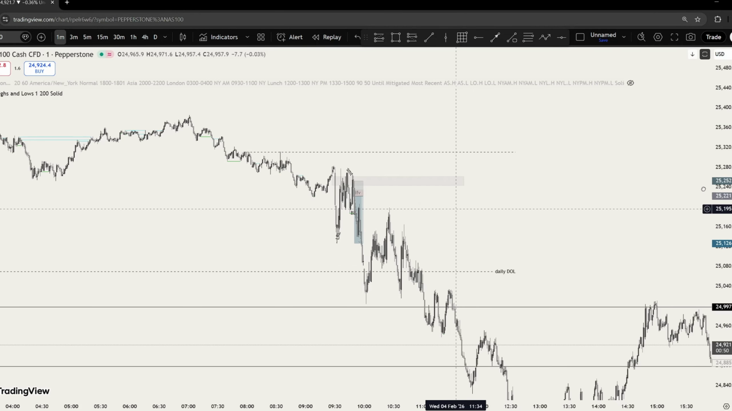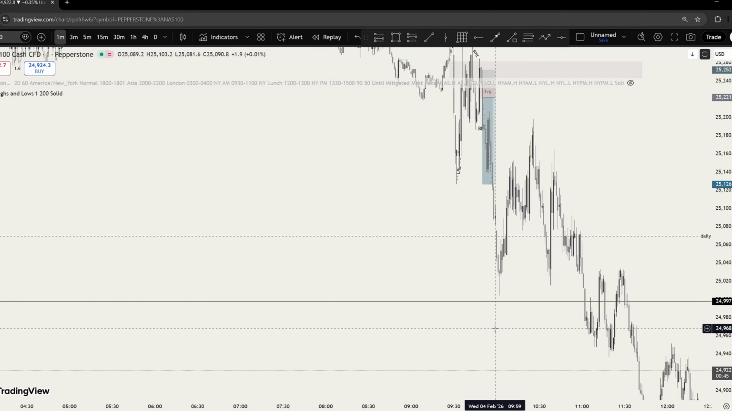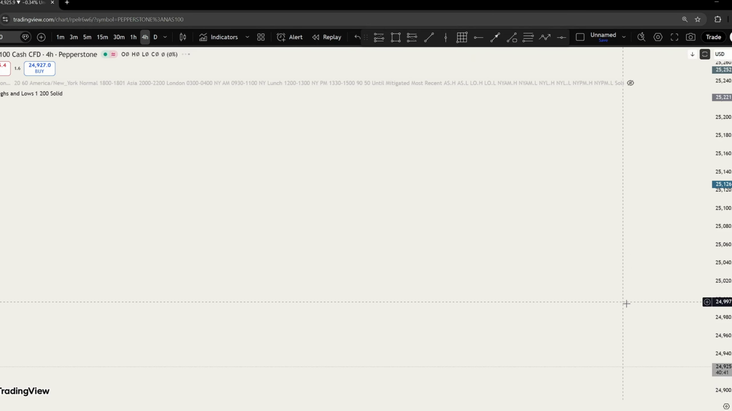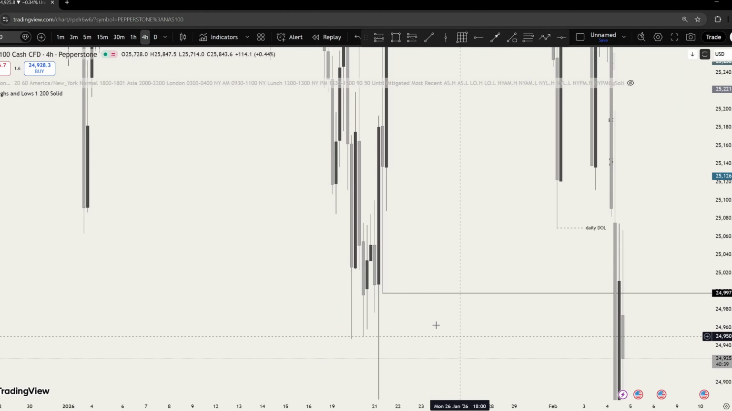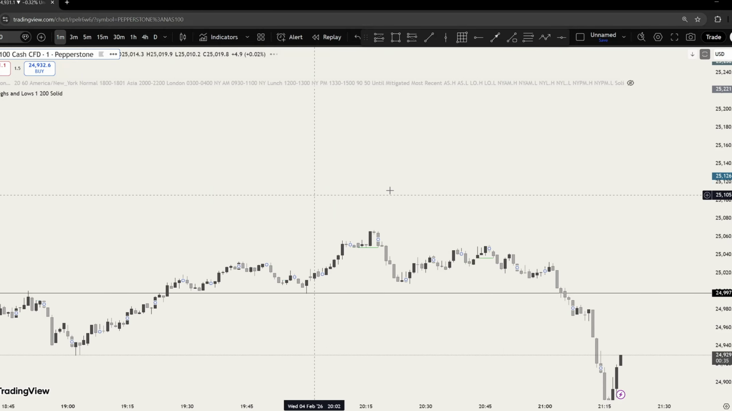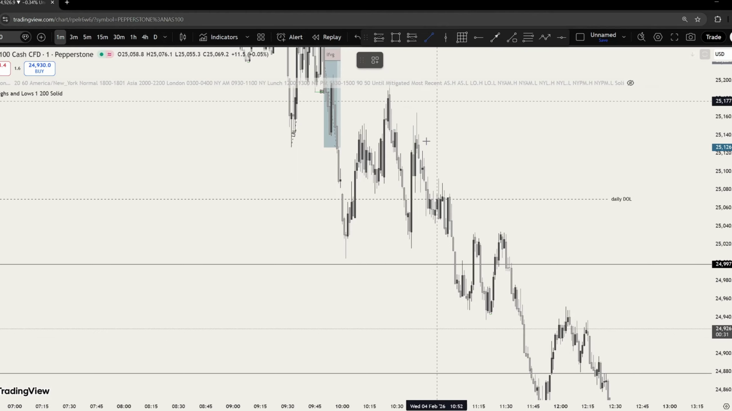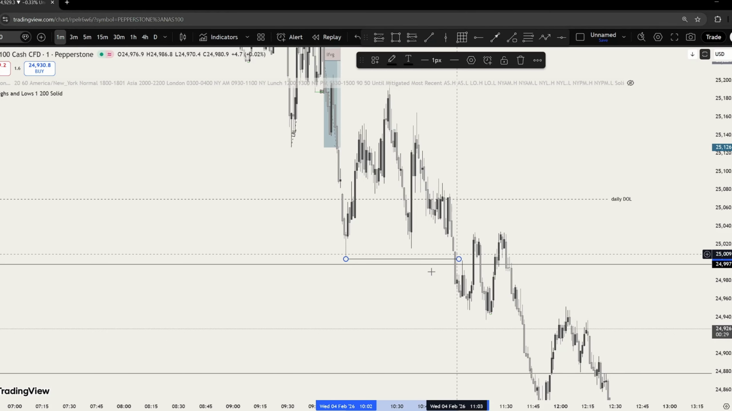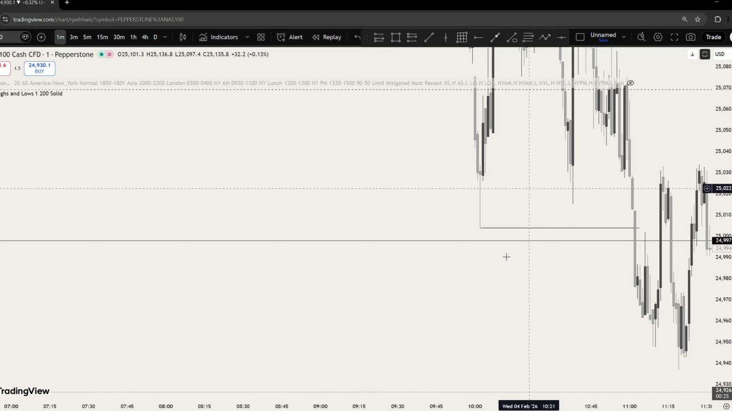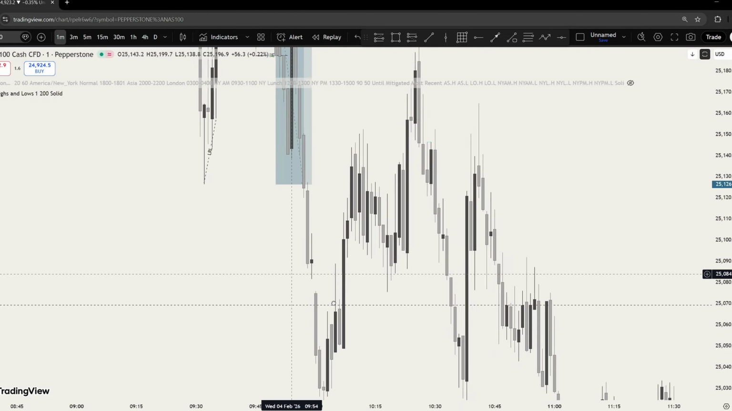We never took this low. This is, I think, the 4-hour candle low over here. The 4-hour candle low, and then we made another over here. So there was liquidity over here, and also over here, which is a strong liquidity if you ask me.